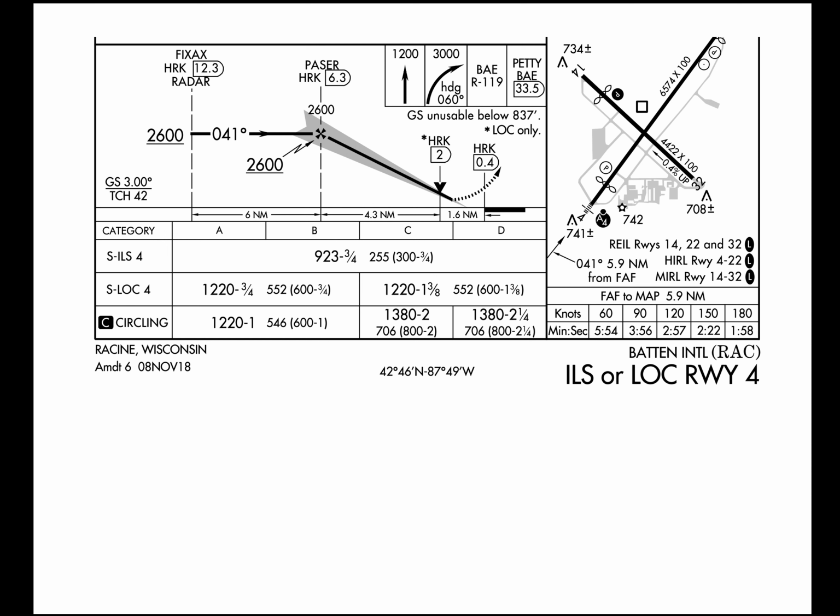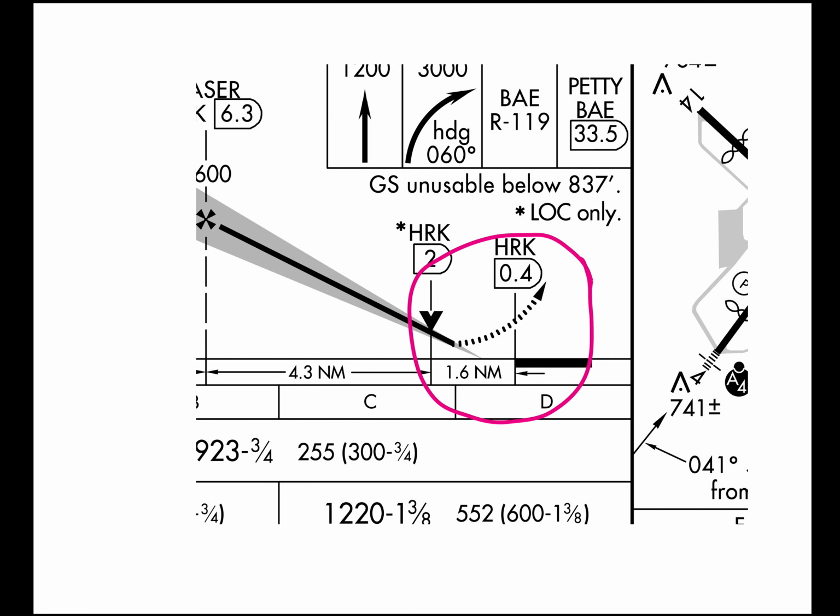Here you can see in Racine, Wisconsin, the ILS-4, you can first notice the glide slope's unusable below 837 feet. And that caught my eye, but then what more so caught my eye was this glide slope feather. And you see the glide slope feather, well, it sort of runs you into the ground. It implies that you're going to come up short of the airport or the runway. When I reported this to the FAA, they acknowledged it's an error.